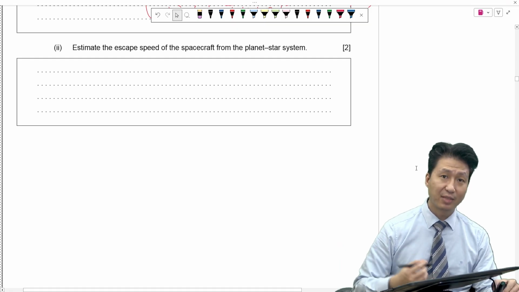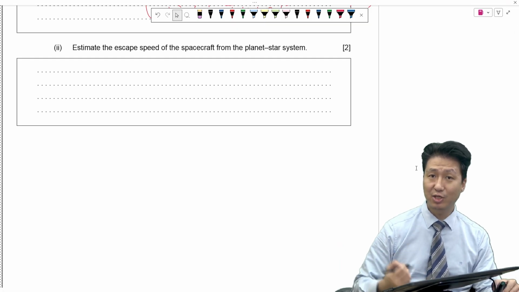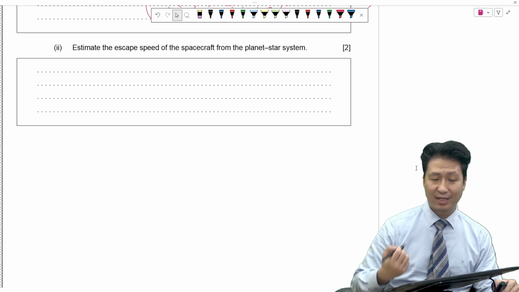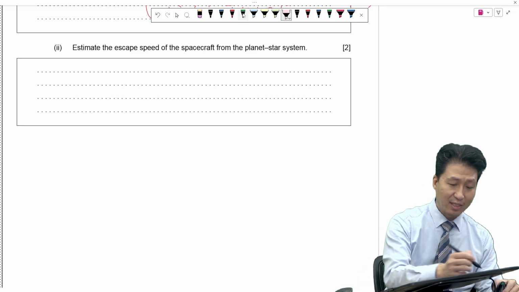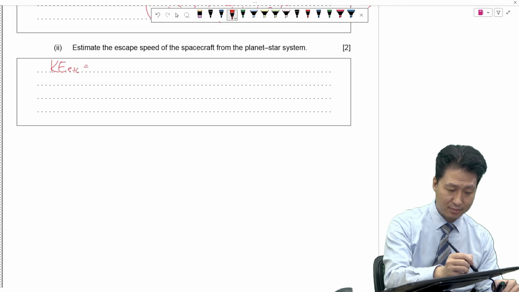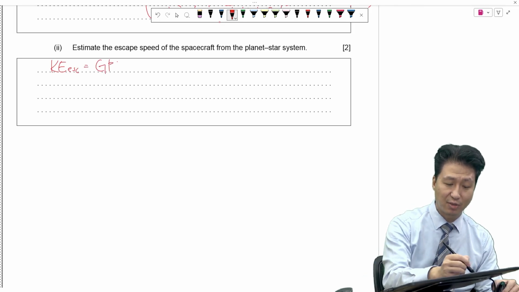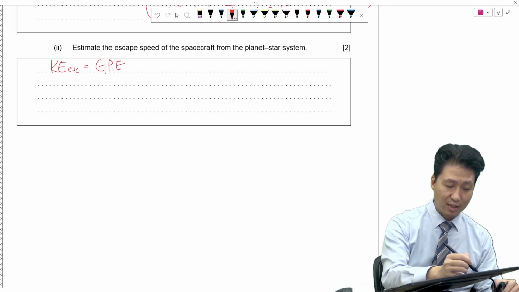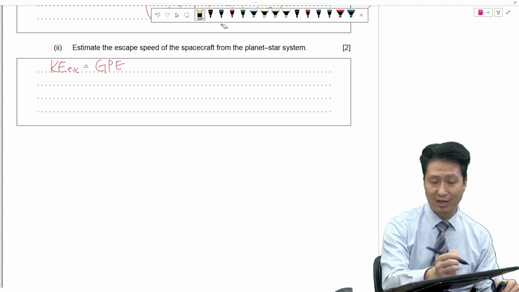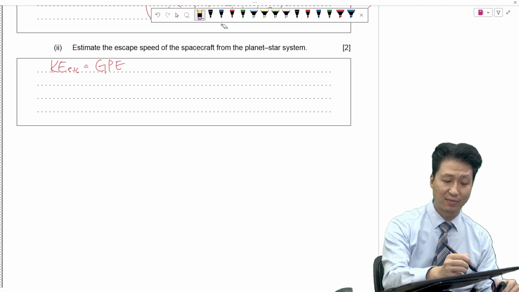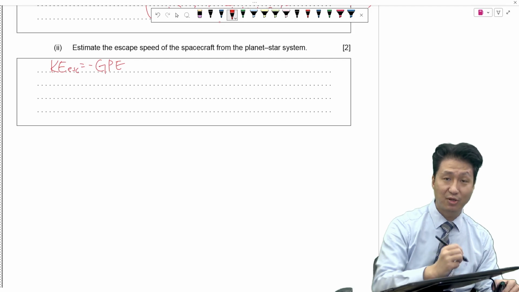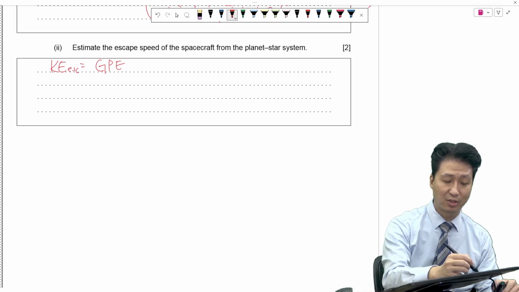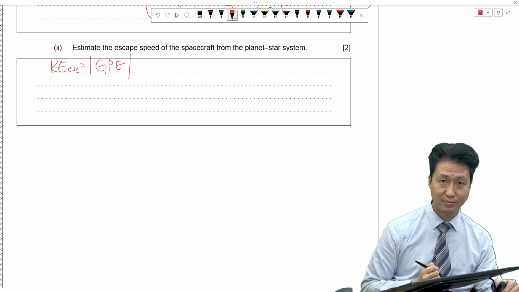Part 2, estimate the escape speed of the spacecraft from the planet star system. So if you want to get the escape speed, the minimum kinetic energy required to escape must equal the gravitational potential energy. And this has to be a positive value, of course, because kinetic energy is a positive value. So you can either put a negative here to cancel out the negative of the gravitational potential energy, or you can put an absolute value here.